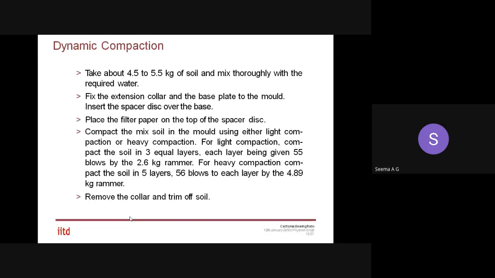After complete compaction and trimming off the excess soil, the base plate is detached. That is, the entire mold is placed in the inverted position, so now the mold will be at the bottom and the base plate will be on the top. Then the base plate is detached. The spacer disc is also removed.